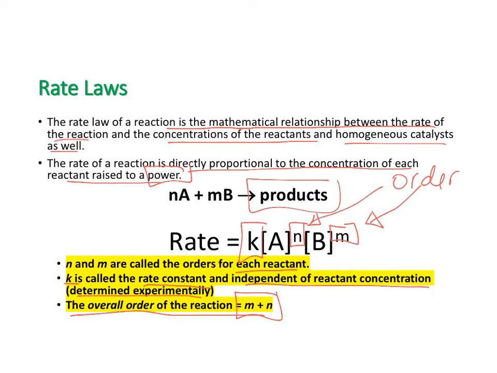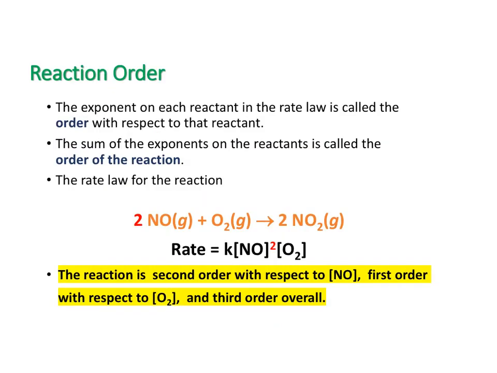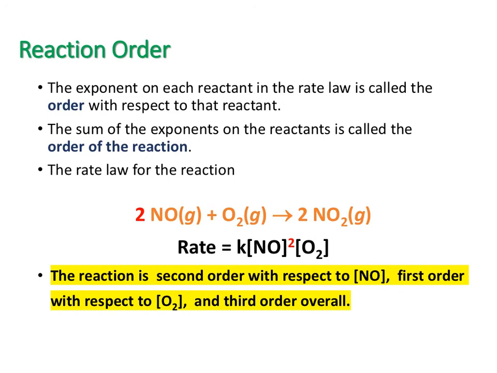Now, something I want to point out is, we put these numbers in front just to show what we raise our concentrations to. But in the next slide, I discuss how it's not necessarily related to stoichiometry. So again, just to summarize what reaction order is, the exponent is what gives you the order. The sum of the exponents gives you the overall order of the reaction.